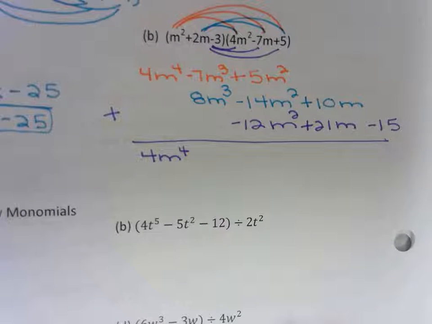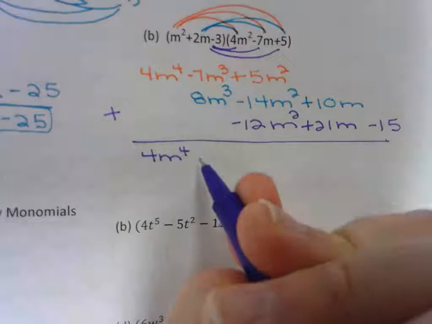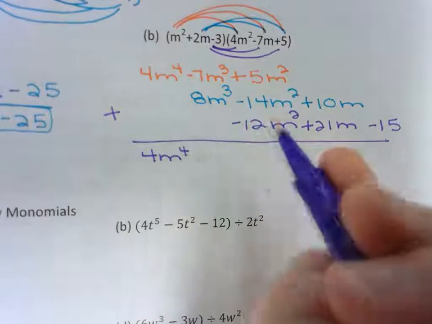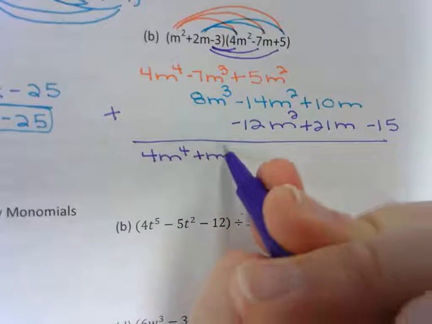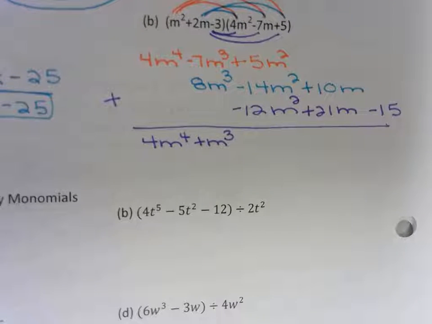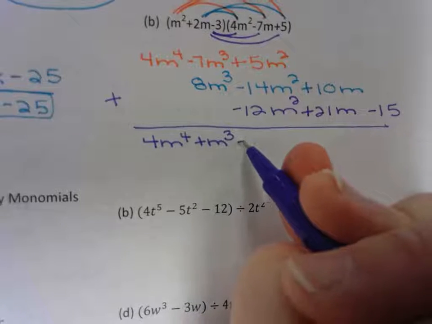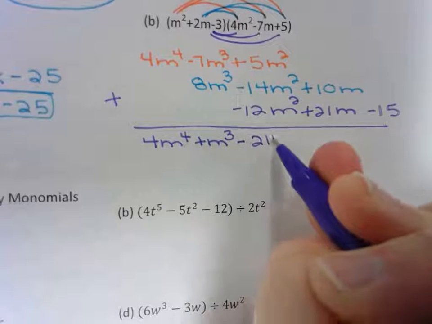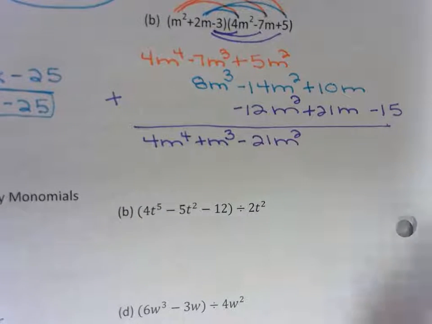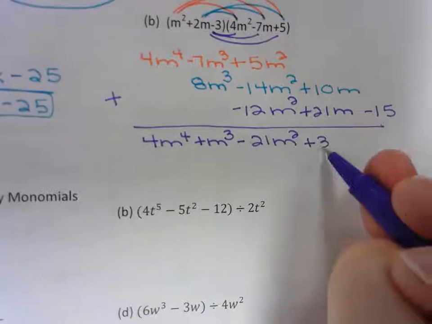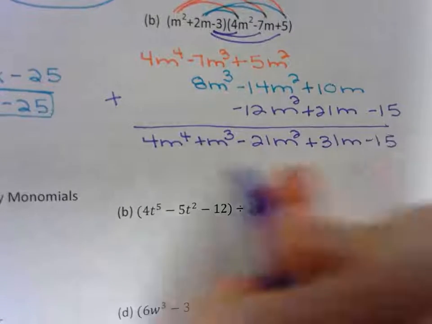How many m cubes am I going to be left with when I combine? Negative 7 plus 8. 1. Two different signs, so you subtract and keep the sign of the bigger number. So positive 1m cubed. Now m squared, there's 3 of them going on. Just do each one. What's 5 plus a negative 14? Negative 9 minus 12, or plus a negative 12. Negative 21m squared plus 21m minus 15.